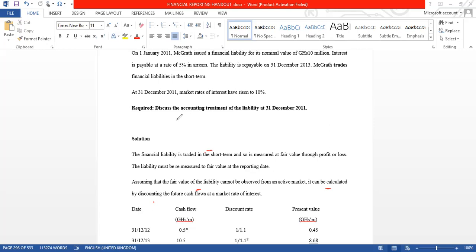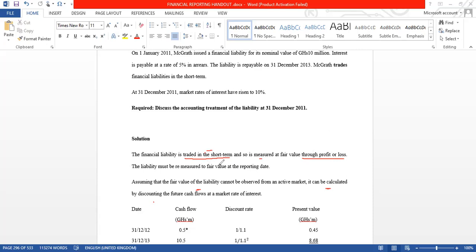Now, if you watch this, it says that it is traded in the short term, something you should know. It's a very short term. So it should be measured at fair value through P&L. Okay. Should be measured at fair value through P&L. Okay, so note that. Should be measured at fair value through P&L. Okay, so that is that.